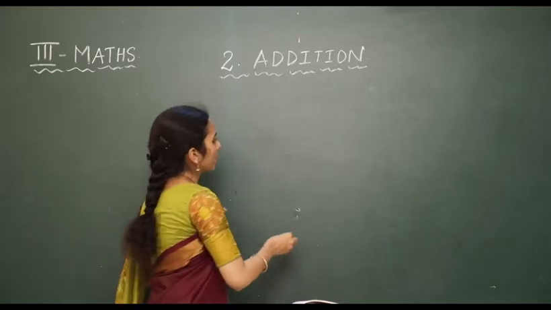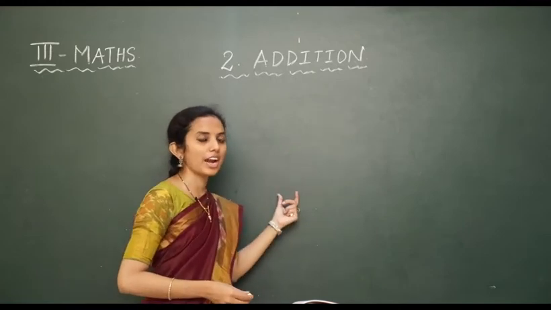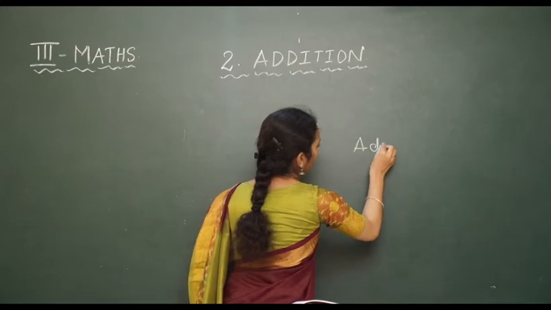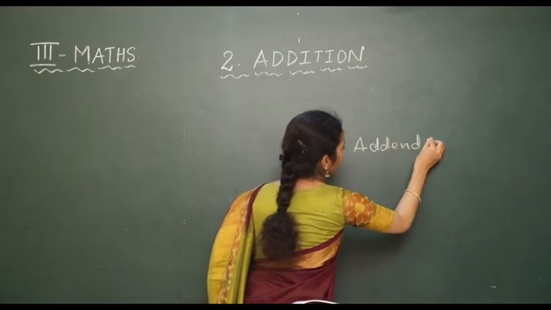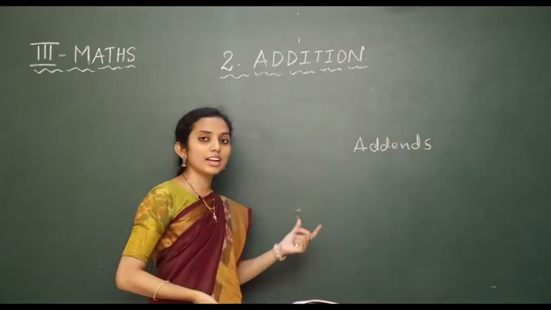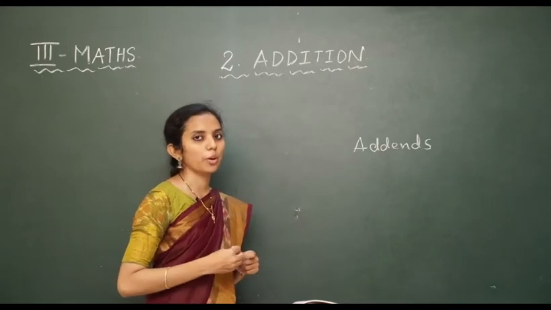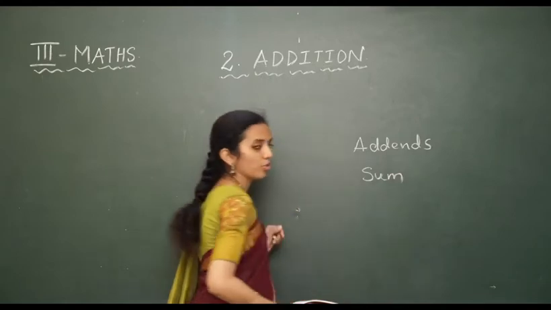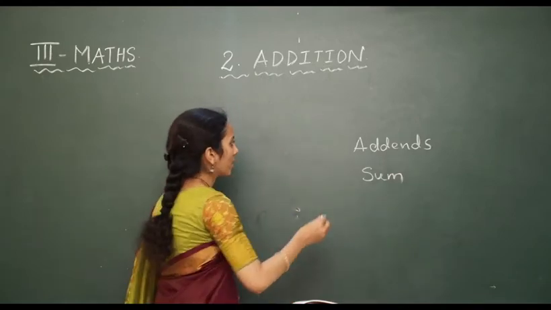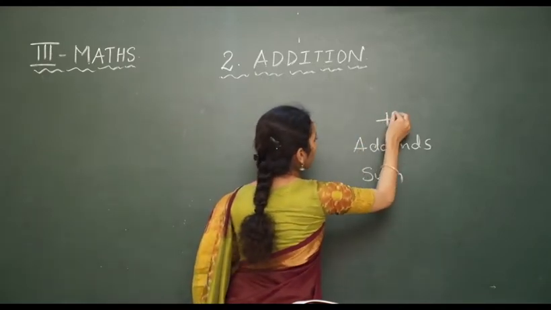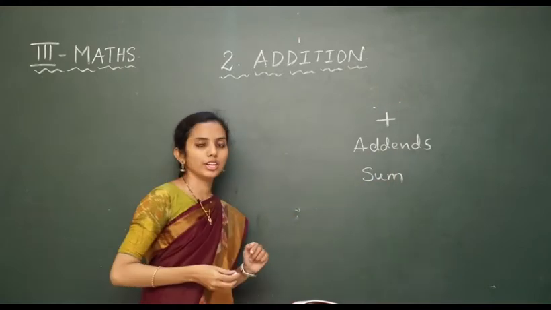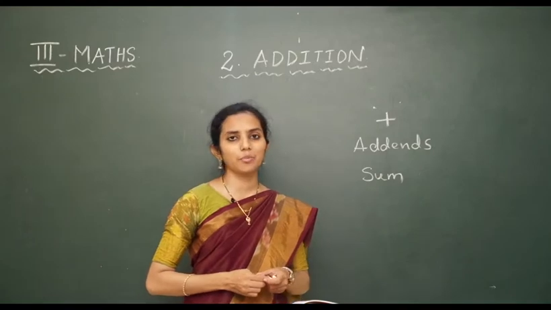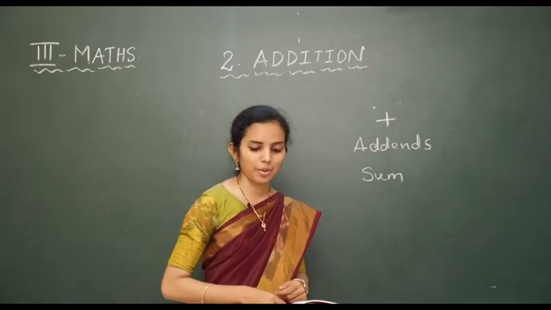The numbers which we add, which we take for additions, are called addends. And the result we get after adding the two numbers is called the sum. And you all know addition is denoted with the plus symbol. So this symbol denotes addition. The different ways of adding numbers, let's see with an example.